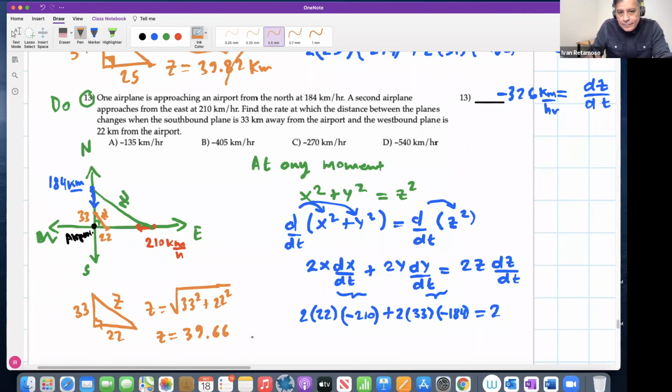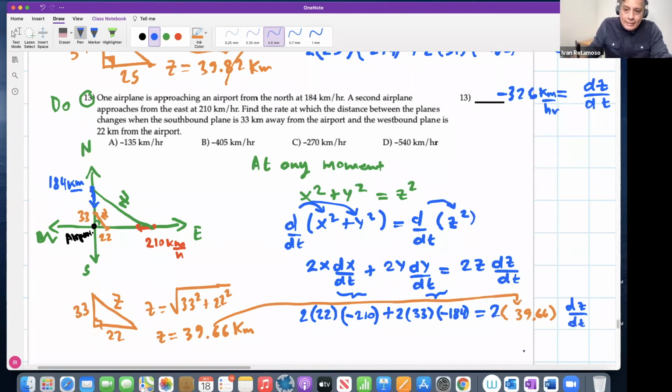39.66, and this is being measured in kilometers. Believe it or not, guys, this is what you have to put in here, right? In here, right there. 39.66. And the last one, dz/dt, is something that we really have to find, right? That's what they're asking you to find.